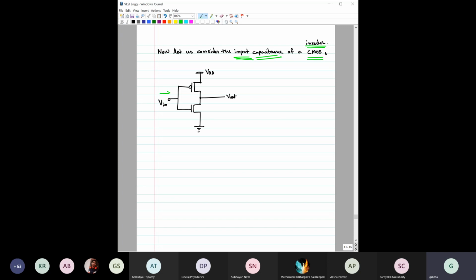So basically we are looking from here and we are seeing what is the total capacitance. Let's see who can tell me. What about Dikshant? What about Shubhayan?